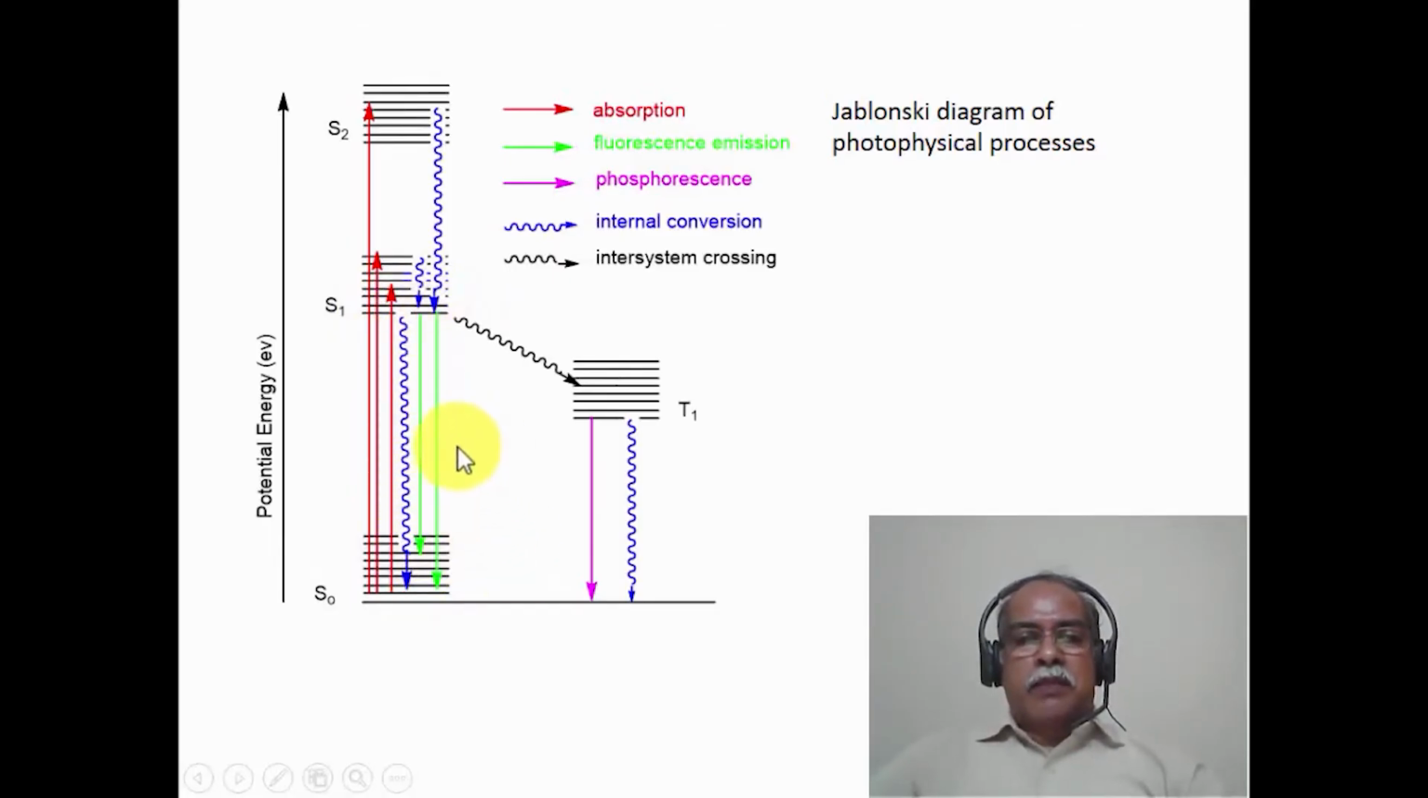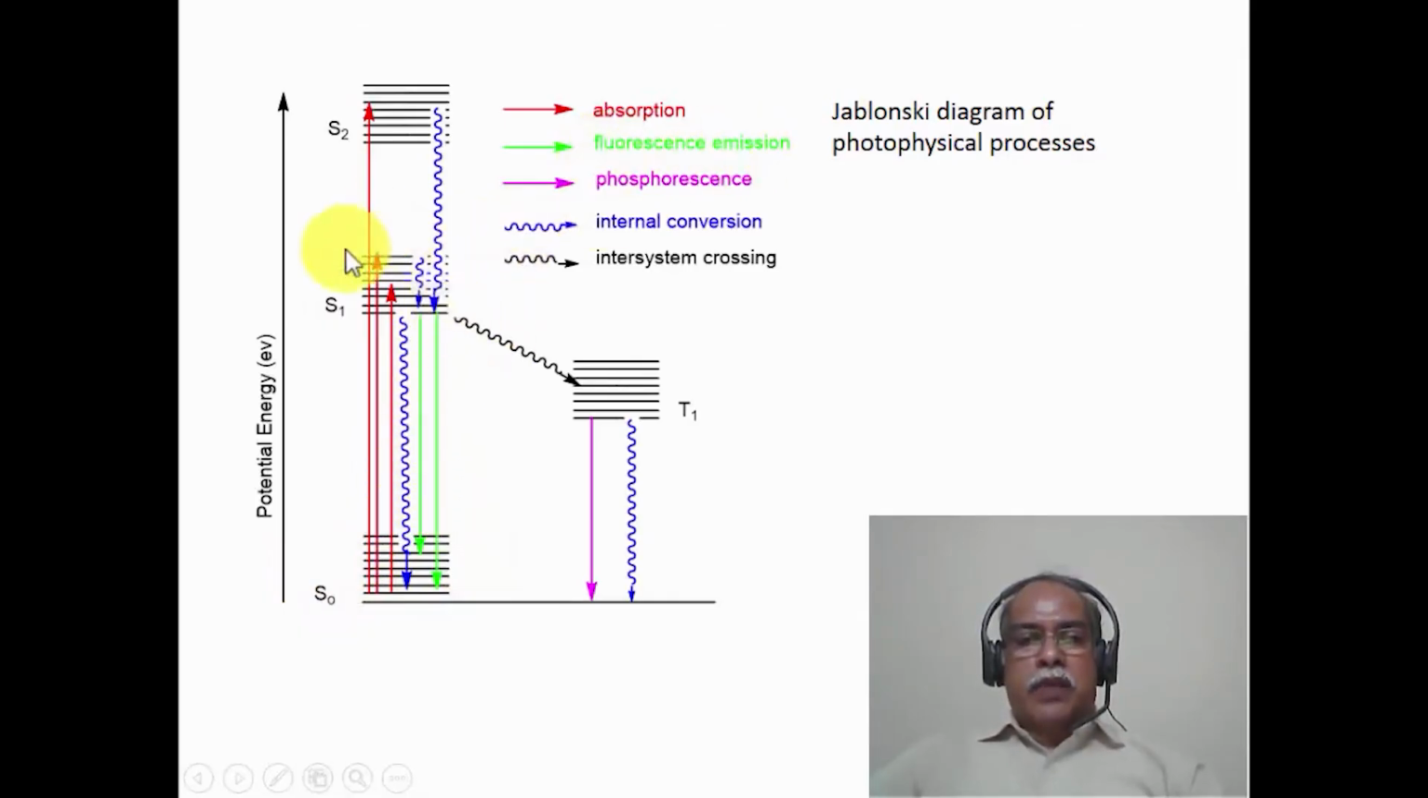What are the processes that can take place from the 0th vibrational level of the excited state to the ground state molecule? The first one is the wavy line that is shown, which is an internal conversion, which is nothing but dissipation of the excess energy present in the excited state to the surroundings by means of heat. So it is a non-radiative pathway. The radiative pathway, of course, is known as fluorescence, coming from the 0th vibrational state of the singlet excited state of the molecule to the various vibrational levels of the ground state, S0. The green lines shown here are the fluorescence emission lines.